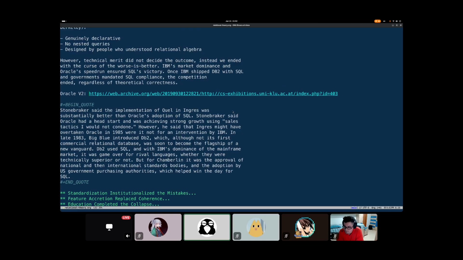DB2 used SQL, and with IBM's dominance over the mainframe market, it was game over for rival languages, whether they were technically superior or not. But for Chamberlin, it was the approval of the national and then international standards bodies and the adoption by the US government purchasing authorities which helped win the day for SQL. So that's a very tragic piece of history for you guys.